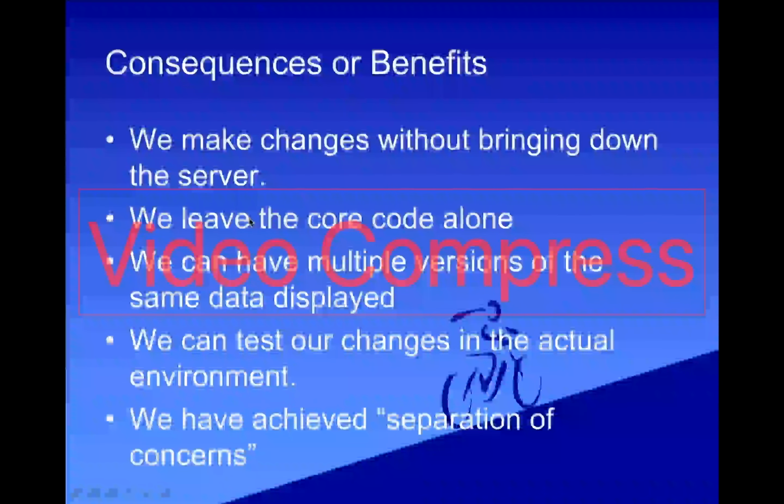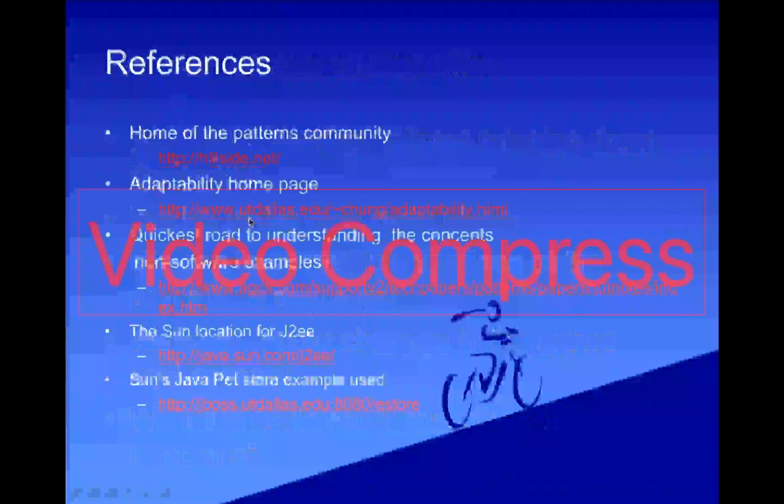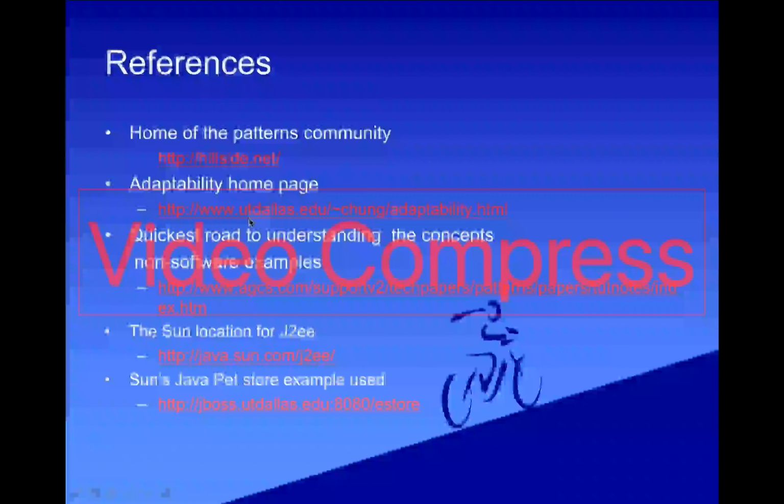Consequences of the benefits: we can make changes without bringing down the server. We can leave the code alone. We can have multiple versions of the same data. We can use different kinds of applications, and they can be sequential, and we can test our changes in the actual environment as well. Make sure that you have a CI/CD pipeline integrated.